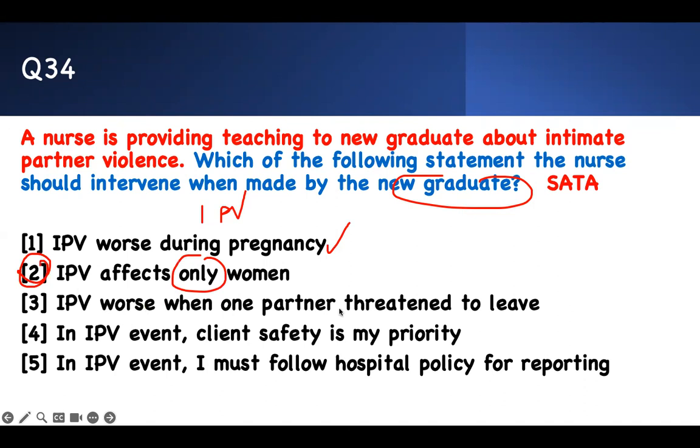IPV occurs when one partner threatens to leave. Yes. In an IPV event, client safety is my priority. Yes. In an IPV event, I must follow hospital policy of reporting. Yes. So the only one that needs intervention is number 2. It affects both men and women, and all races. It does not see color, race, or gender. It affects everybody.